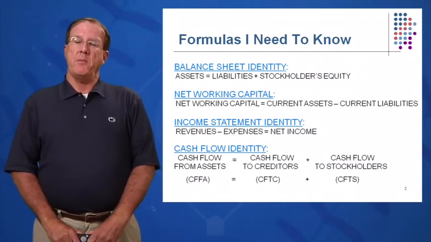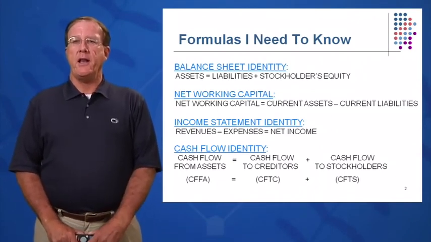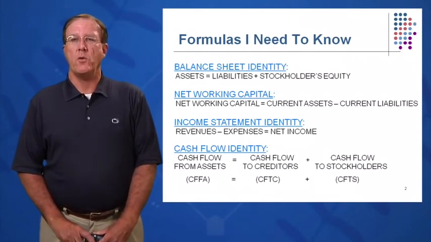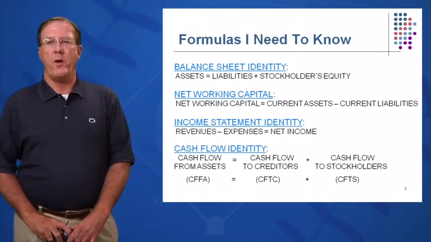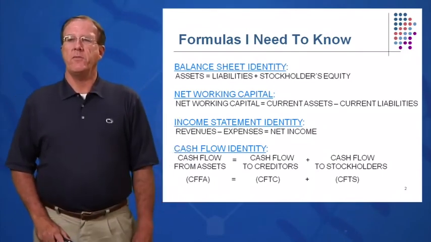And finally, and maybe most important, the cash flow identity or free cash flow. Cash flow from assets equals cash flow to creditors plus cash flow to stockholders. We'll show you a couple ways to calculate those equations.